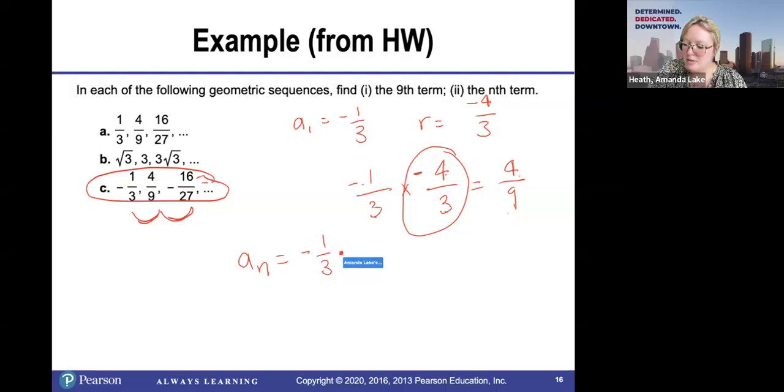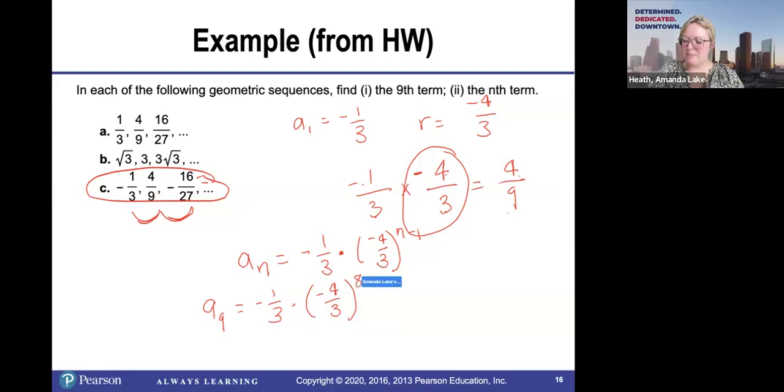So the a_n term is going to be -1/3 times -4/3 to the n minus 1 power. So a_9 is -1/3 times -4/3 to the 8th power. And you can simplify that based on our previous lesson.